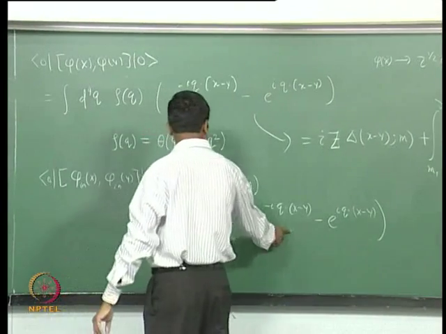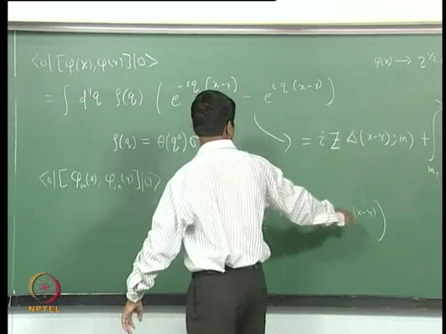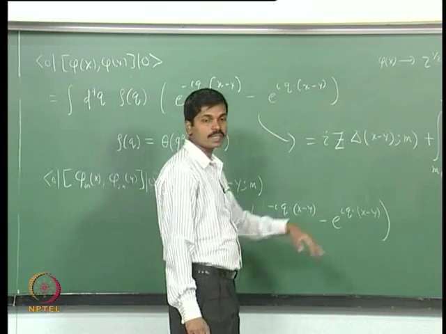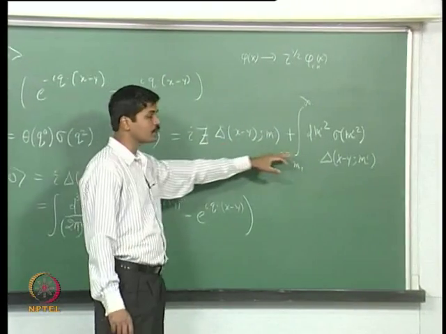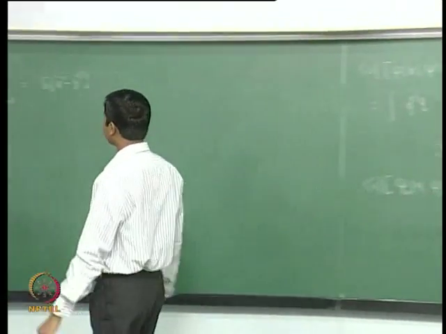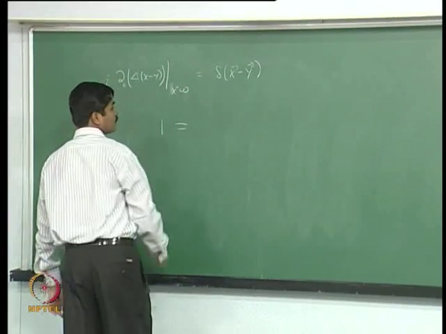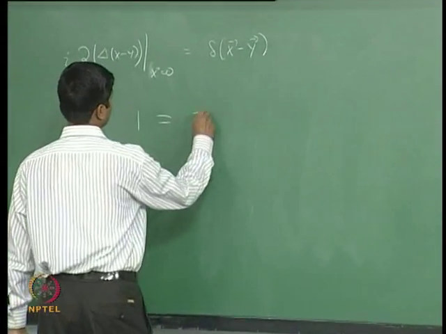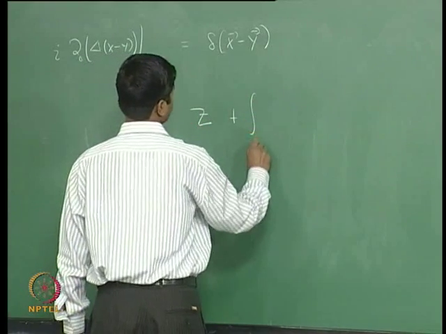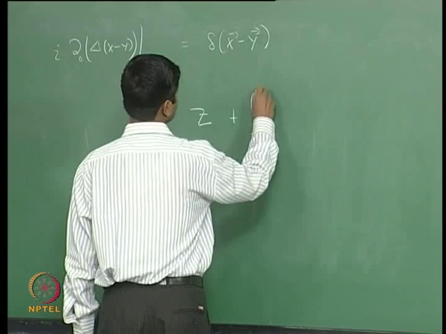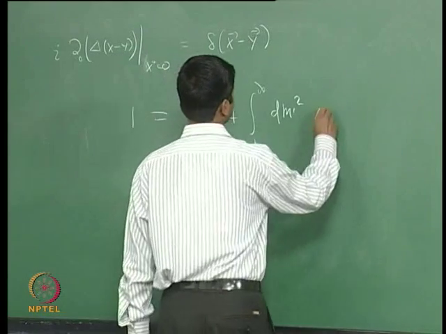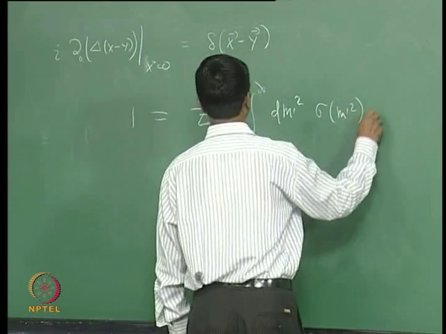When you do that, you see that the m dependence goes away. So, if you differentiate this with respect to t and set t equal to 0 and collect the coefficients of delta x minus y, what you will get here is an identity: 1 is equal to z plus the integral from m1 to infinity d m prime square sigma of m prime square.